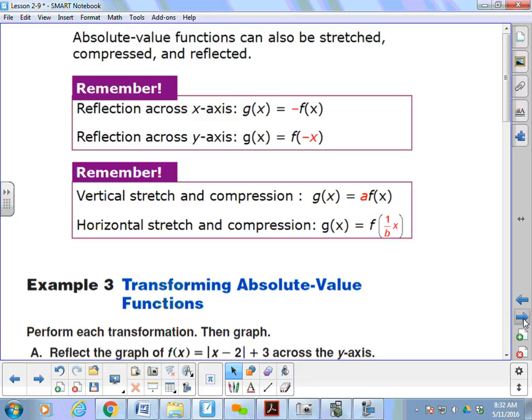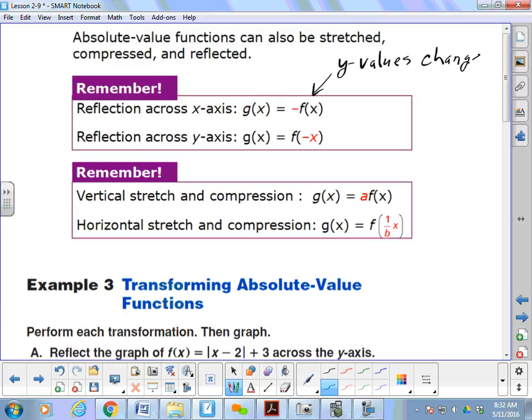Now, if we're going to do reflections, okay, a reflection across the x-axis says that g of x equals negative f of x, which means all of the y values are going to change signs. All right? So this means y values change signs. If I can spell that word right. Okay? No singing, but signing.